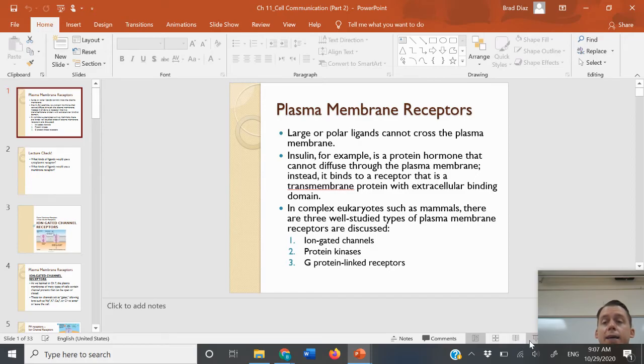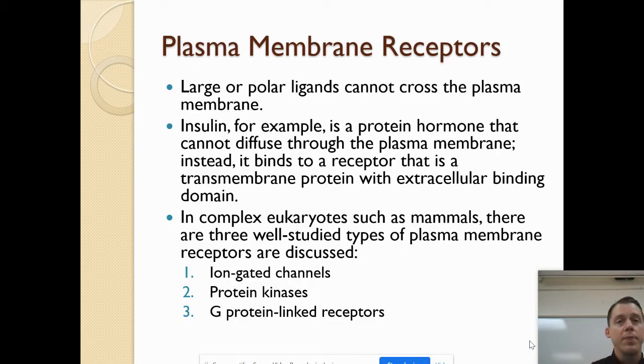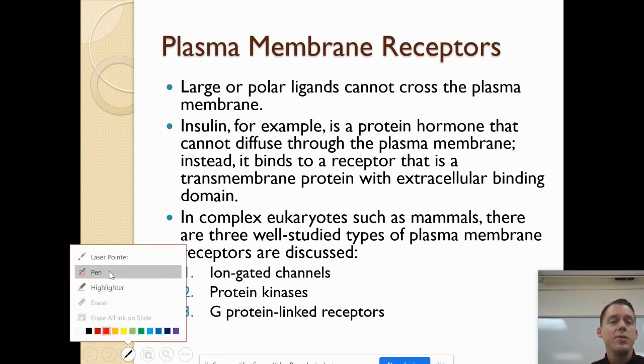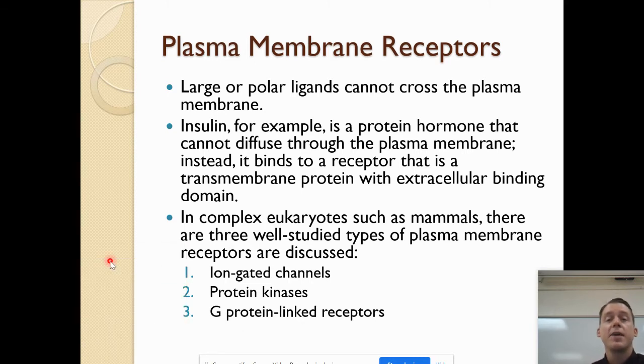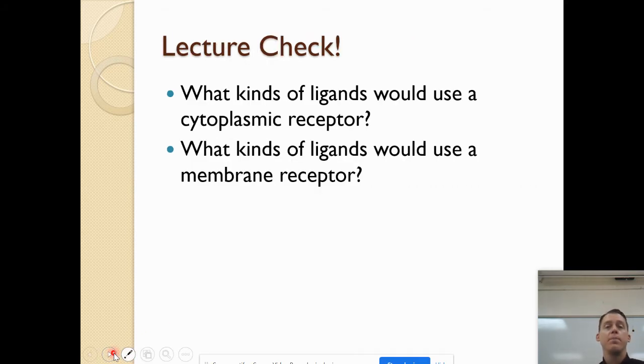There are three main types of membrane receptors that we are going to go over. So if you are a ligand that is large, polar, then you can't do what those hormones did. You cannot pass through the membrane. So you need a membrane receptor. Insulin, for example, is a protein hormone that can't diffuse. So insulin is something that is going to have to use a membrane receptor. We have three different types: ion-gated channels, protein kinase receptors, and then G proteins. And we're going to talk about each one.